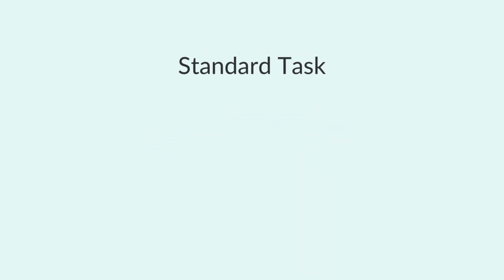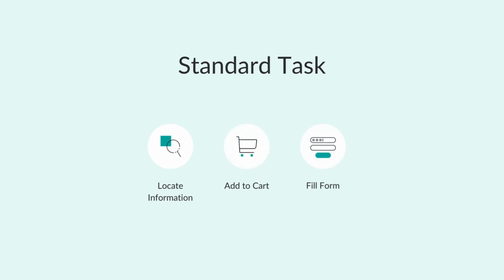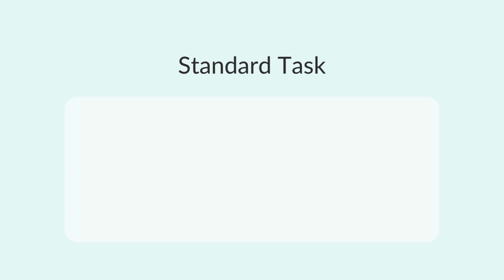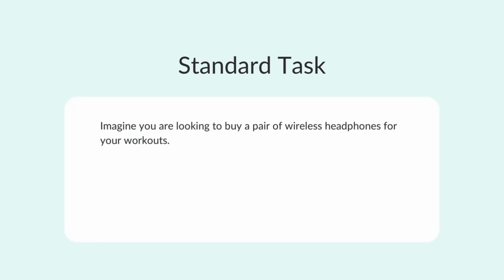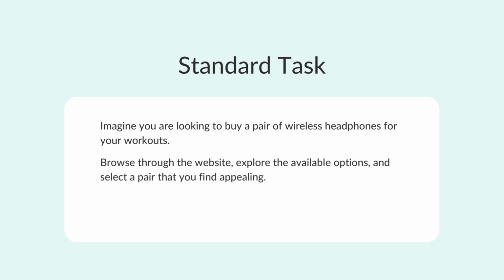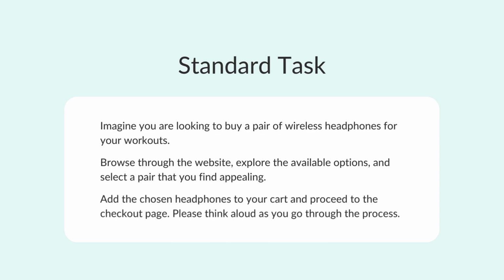A standard task is your basic task that doesn't have any specific restraints. For example, you could ask the participant to locate specific information, add an item to a shopping cart, or to fill out a form. For example, imagine you are looking to buy a pair of wireless headphones for your workouts. Browse through the website, explore the available options, and select a pair that you find appealing. Add the chosen headphones to your cart and proceed to the checkout page. Please think aloud as you go through the process.